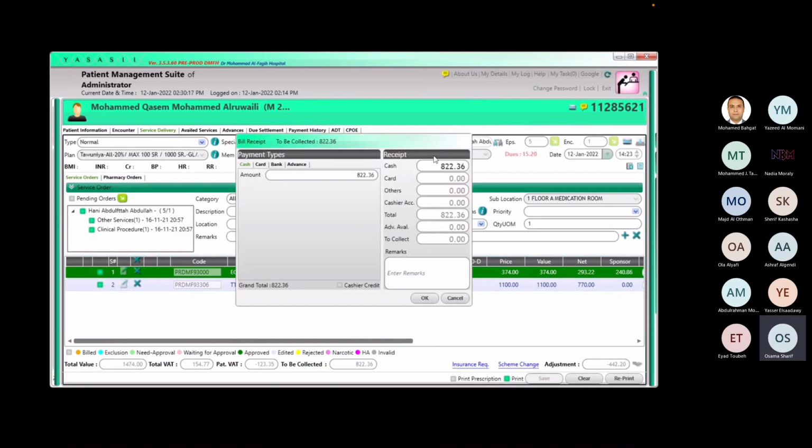Same screen that we saw a day before or something, where you will have all this billing to be done, and it's very straightforward. So that's not a problem.